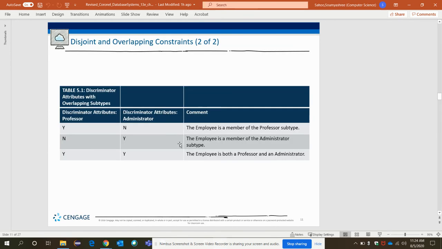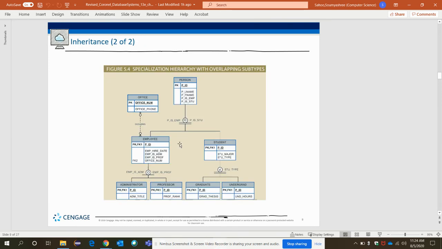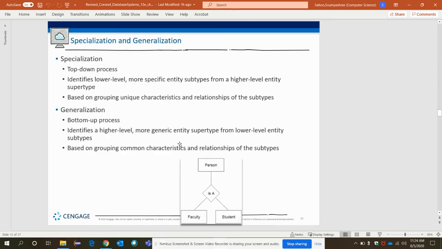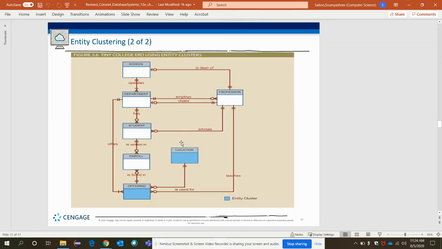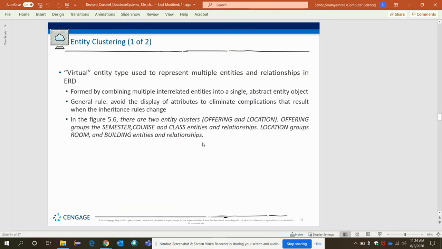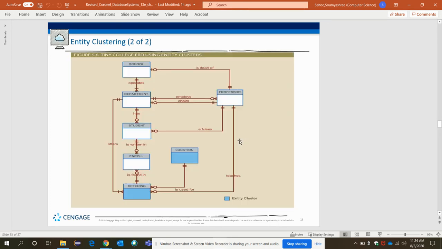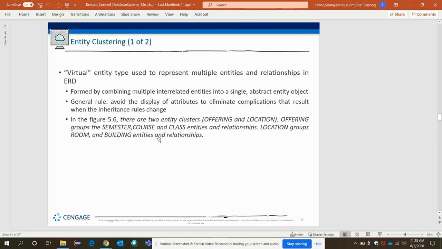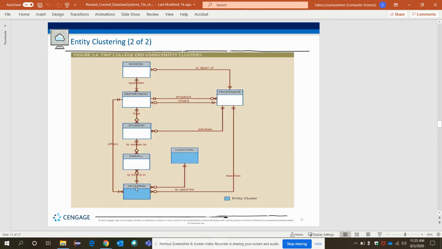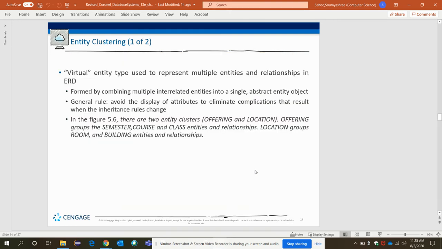Let me look for the picture 5.6. So in picture 5.6, there are two entity clusters, offering and location. These are the two entity clusters with the shaded blue color.